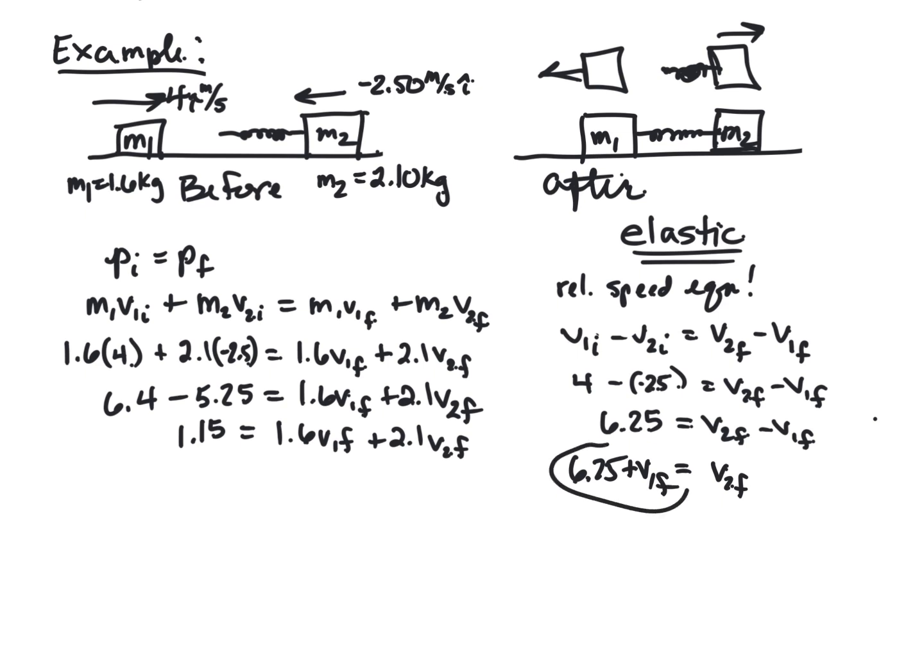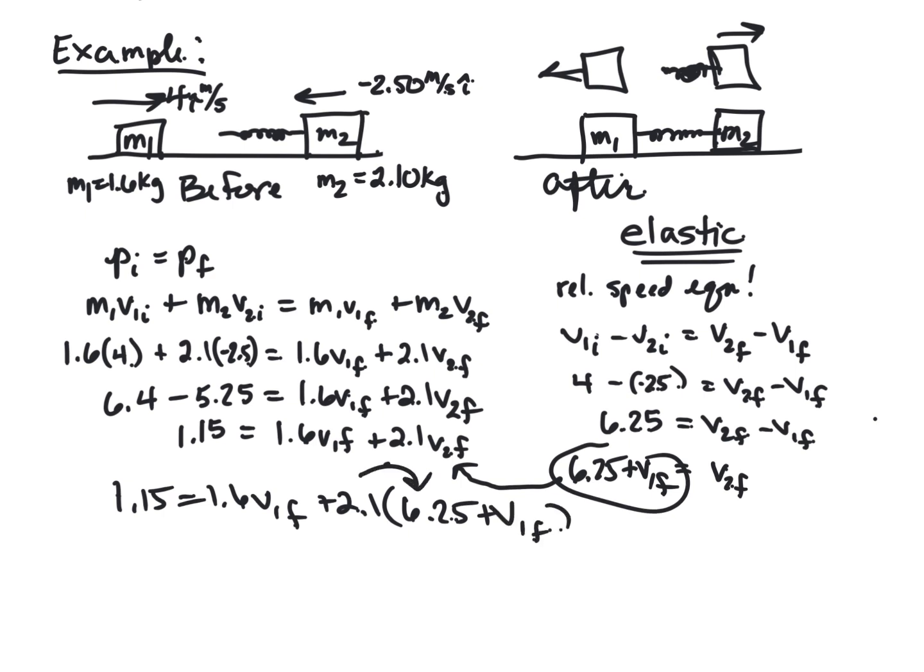And we're going to take this and plug it in right there. So 1.15 equals 1.6 V sub 1 final plus 2.1 times (6.25 plus V sub 1 final). We're going to distribute. We're almost there, guys. The math, you just have to grind through sometimes, guys. 1.6 V sub 1 final plus 2.1 times 6.25, let's see, is 13.125 plus 2.1 V sub 1 final.